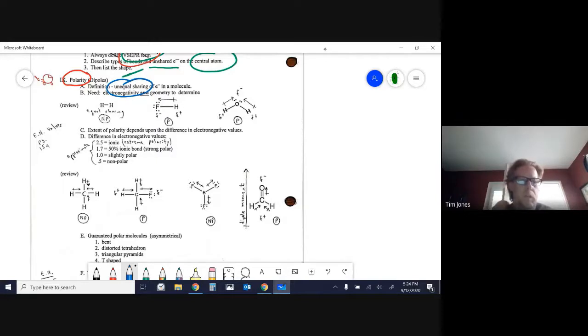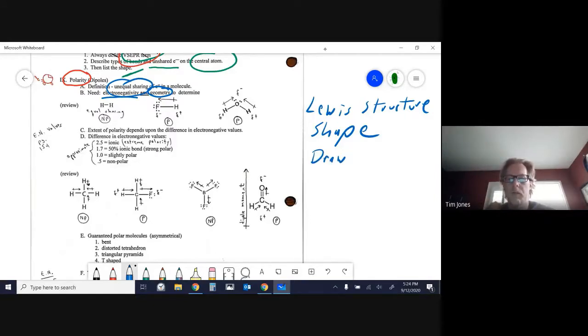Sometimes you'll see it referred to as the dipole. And it helps to have electronegativities available, and you're going to want to know the geometry as well. Otherwise, it's hard to do. So my recommendation is draw a Lewis structure first, determine the shape, and then draw the individual bond dipoles. And the way to do that is with the arrow that I have here.